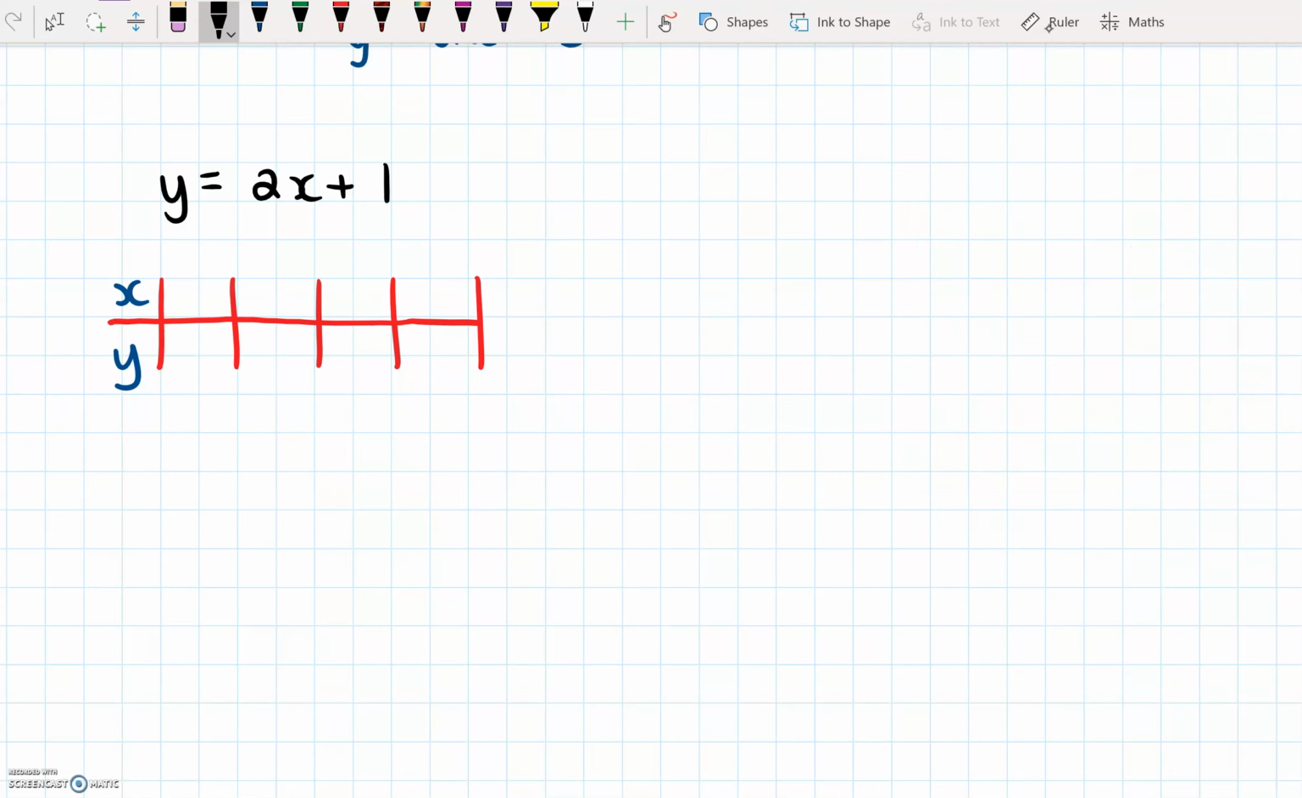Now, I always like to do 0 and 1. Basically, you can pick whatever you like, but I always like to do 0 and 1. And then to make it easy to remember, I pick a negative number, so usually -2 or -1. And then say 4.